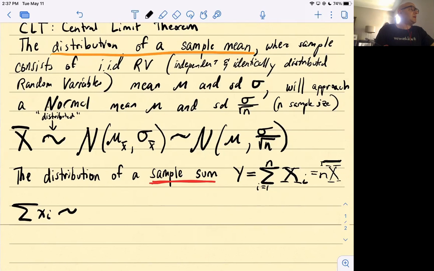Well, remember each die has an expected value of 3.5. So if we roll 100 of them and add them all together, we'd expect to be pretty close to 350. So the sample sum is approximately normal with mean n times mu. The variance gets multiplied by n, so if we take the square root, the standard deviation gets multiplied by square root of n, so you get square root n times sigma.